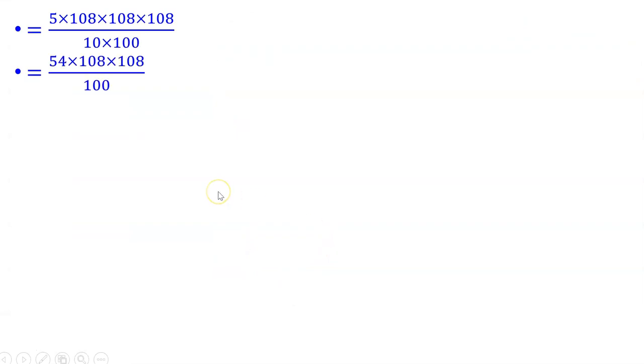And after simplification, you will get 5 into 108 into 108 into 108 upon 10 into 100. And overall, again the simplification, 54 into 108 into 108 upon 100. Therefore, A is equal to 6298.56. You can simplify it.